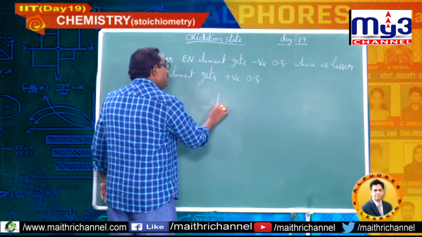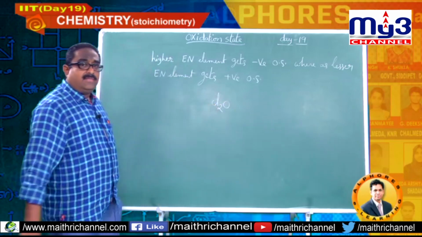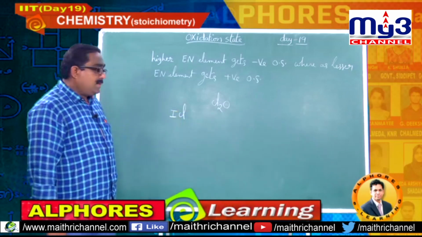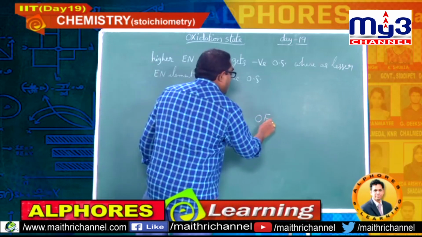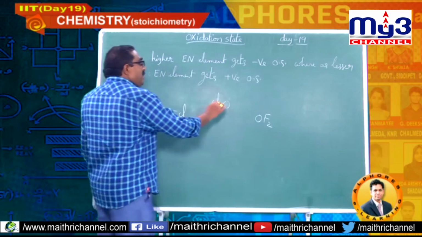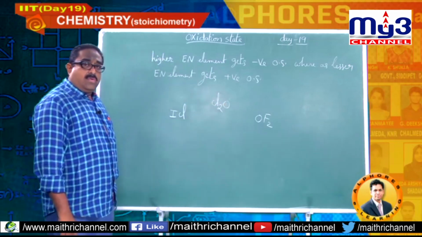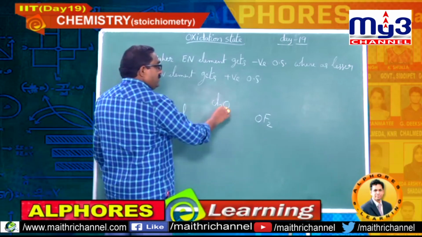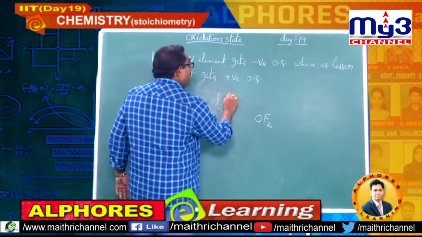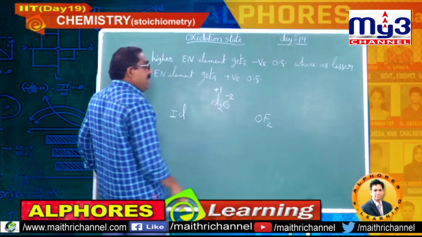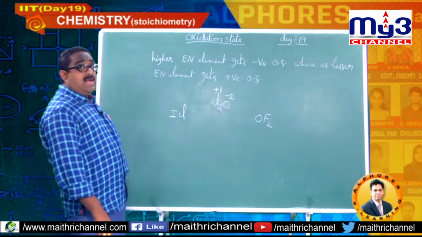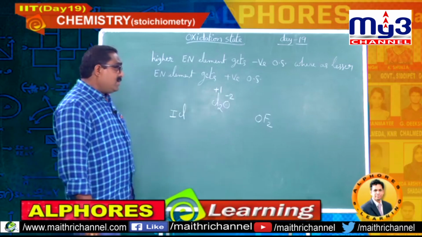Please note down the example. This is chlorine monoxide. This is iodine chloride and this is oxygen difluoride. Just now we have discussed. Between these two, oxygen is more electronegative, and you have to fix minus 2, and for chlorine you have to fix its oxidation state as plus 1, because oxygen is more electronegative, chlorine is less electronegative.